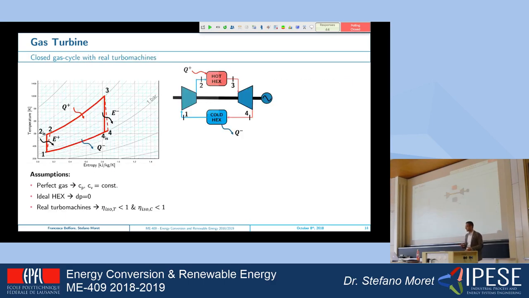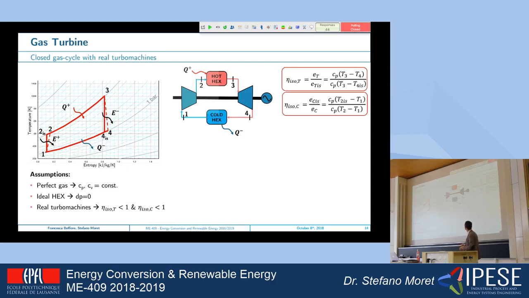cycle. So let's now see what happens in reality. You remember that I told you last time when we studied the steam cycle, we don't have isentropic compression and expansion. We always, due to the second law of thermodynamics, we always have losses. So we have what is called an isentropic efficiency of a compression and a turbine. So we still have an ideal gas, we still have a closed cycle, but now we replace the ideal compressor and ideal turbine with a real compressor and a real turbine.